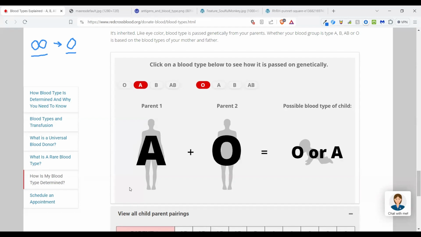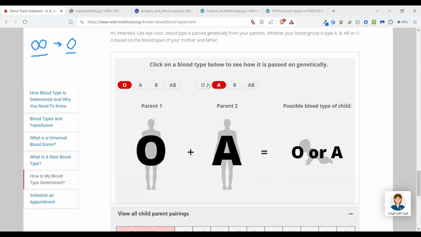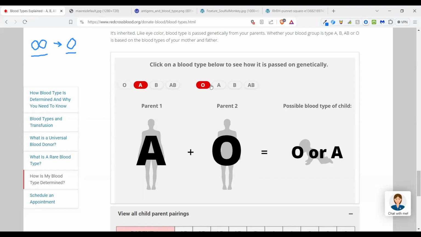Now, what about type A? Let's look at this case of 2 parents with type A. Their possible offspring can be of type O or of type A. Now, look back here. If we had both parents of type O, the only possible outcome for their child is also type O, because the only allele in this case is type O. But here, we do have this possibility of having either a child of type A or of type O.